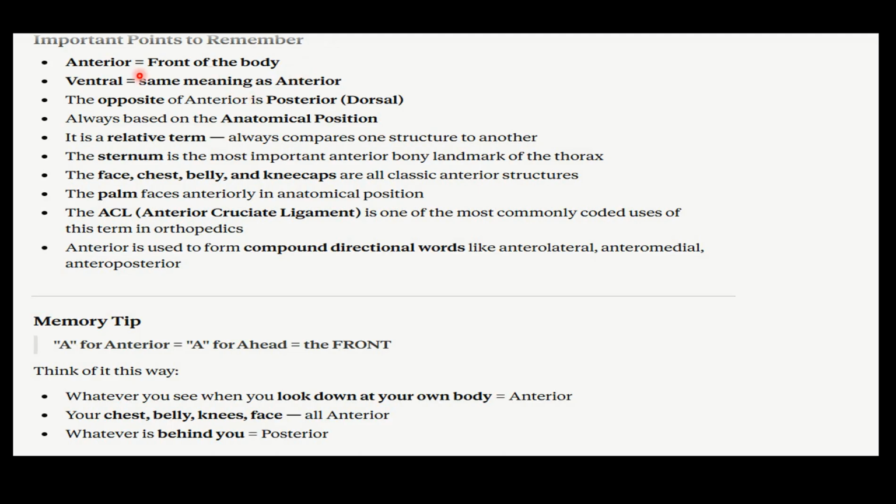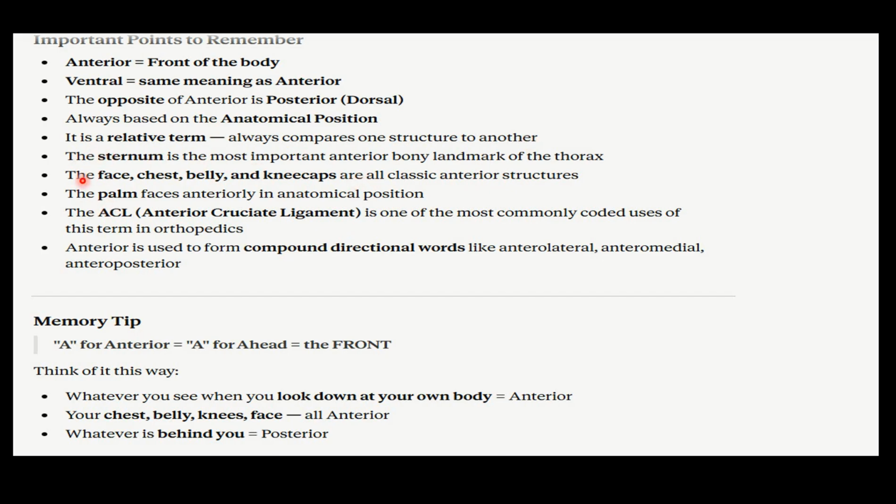The first thing is anterior means front of the body. Ventral, same meaning as anterior. The opposite of anterior is posterior or dorsal. So these are some important interview questions. These terms are always based on the anatomical position. In the previous session I clearly mentioned that whatever terms we are going to learn assume that we are talking in terms of anatomical position. It is a relative term, always compares one structure to another. Yes, that is also true.